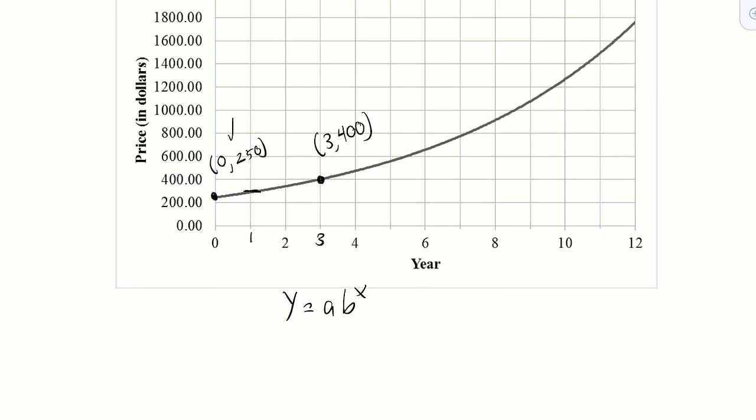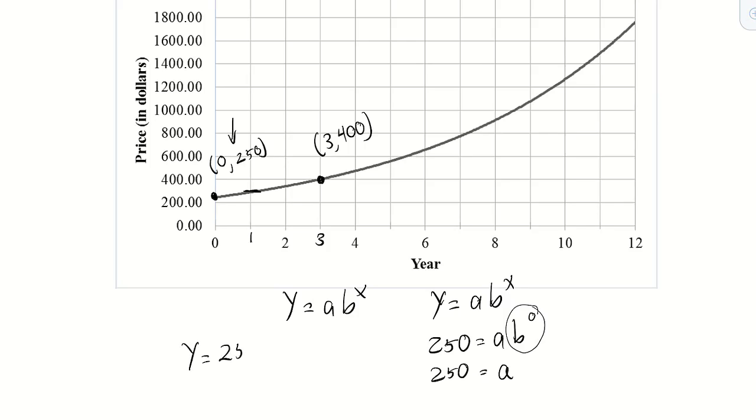Since I'm choosing the 0 value here, I'm going to set up an equation y is equal to a b to the x, and place in my y value as 250 is equal to a b to the 0 power. So the x value is 0. The interesting thing is b to the 0 is going to give us 1, so a is equal to 250. So we fill in a part of our equation: y is equal to 250 b to the x.